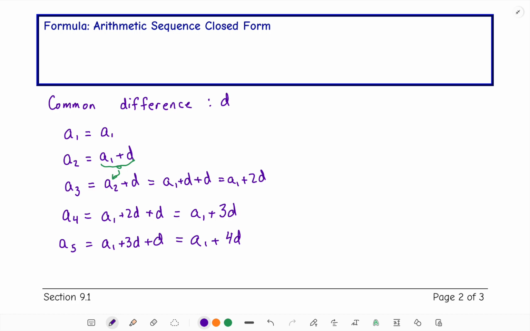So hopefully you see, in general, if I just wanted AN, I would just have to take what A1 is, my first term, and add N minus 1 times D. And the reason why it's N minus 1 is because you don't start adding the D until the second term. So that's why it's not N, that's why it's N minus 1. And that is our formula for the closed form of an arithmetic sequence.